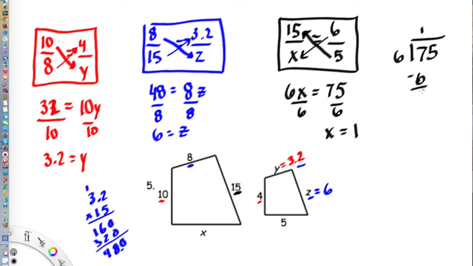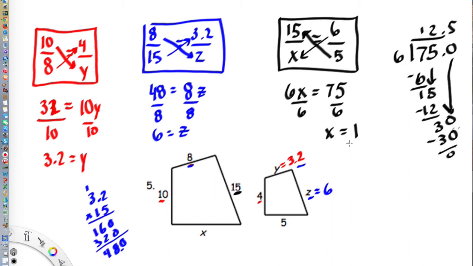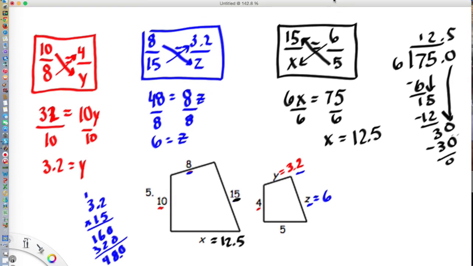7, 6, subtract it, 1, bring down the 5. 6 goes into 15 two times. That's 12. I subtract it, get 3. Bring down 0. 6 goes into 30 5 times. And I am all done. So it's 12.5. So X is equal to 12.5. And that was a rather lengthy problem.